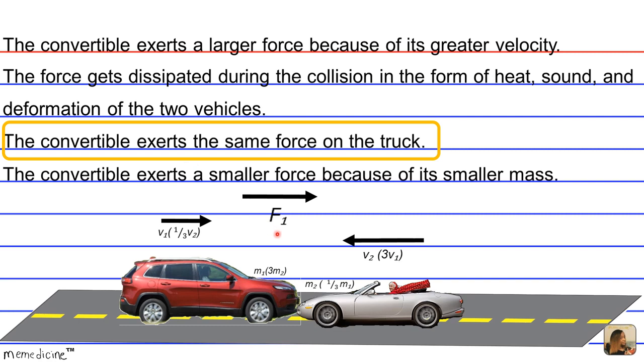So if the truck collides with the force F1, then the convertible is going to collide with the force negative F1, same magnitude, just opposing direction. Additionally, as a little aside, their momentums are also equivalent. Remember that momentum is mass times velocity, so the velocities and masses balance each other out, okay? And thus their impulses are going to be equal.